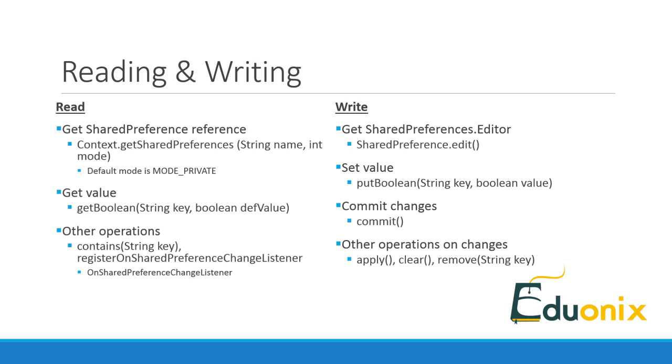There are additional methods like apply, which will apply changes to the in-memory shared preference immediately, but asynchronously commit them to disk. Clear, which will mark in the editor to remove all values upon next commit. And remove, which receives the key string for the key value pair to remove from the shared preference.